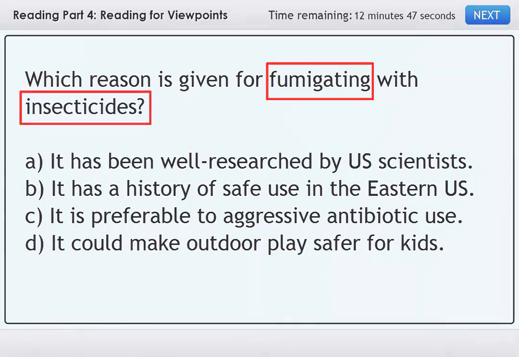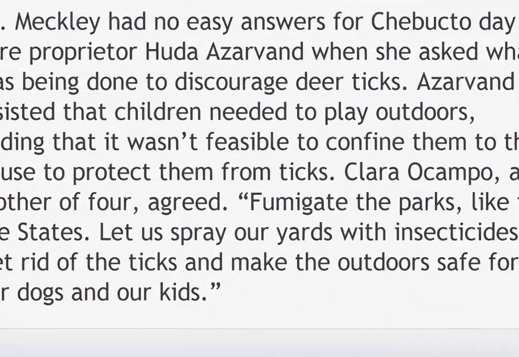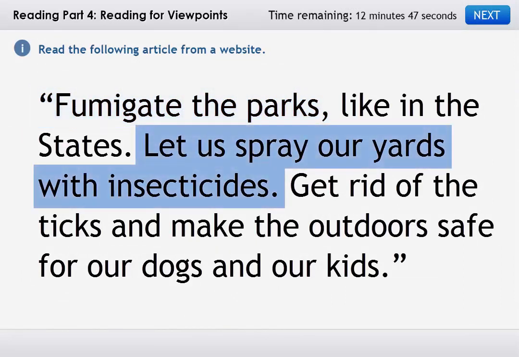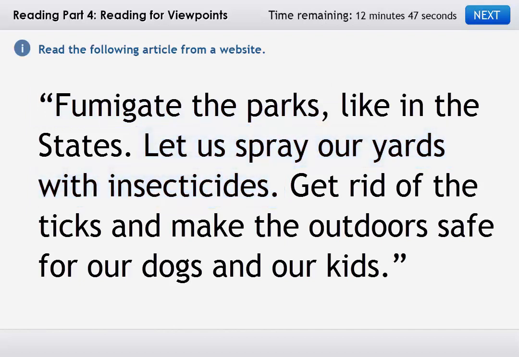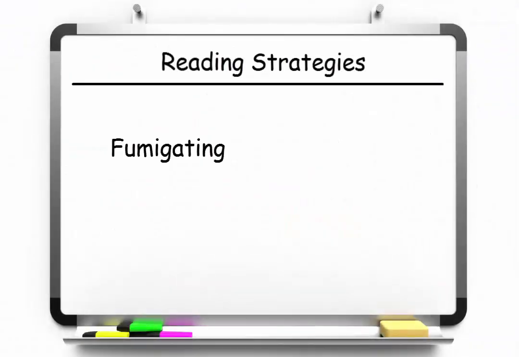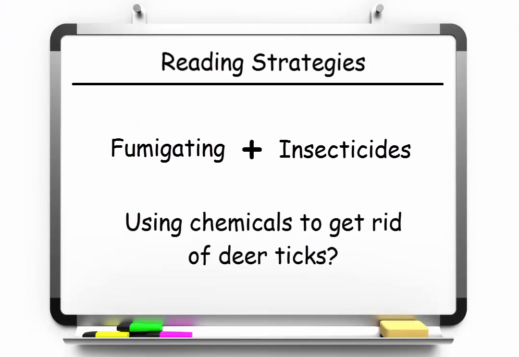Let's go back to the paragraph. Both words are used near the end. Fumigate the parks. What about the next sentence? Let us spray our yards with insecticides. Could fumigate have a similar meaning to spray? And what are insecticides anyway? The topic here is how to get rid of deer ticks. Maybe insecticides are chemicals that are sprayed to kill ticks? So to put things together, fumigating with insecticides likely means using chemicals to get rid of deer ticks.